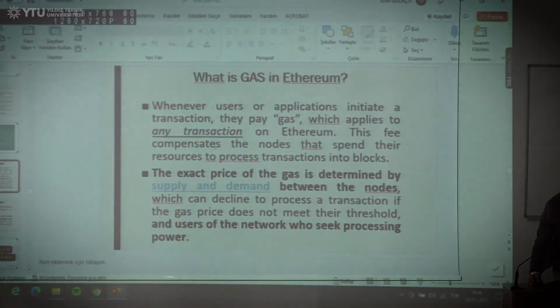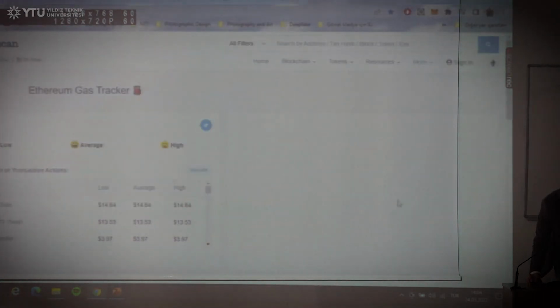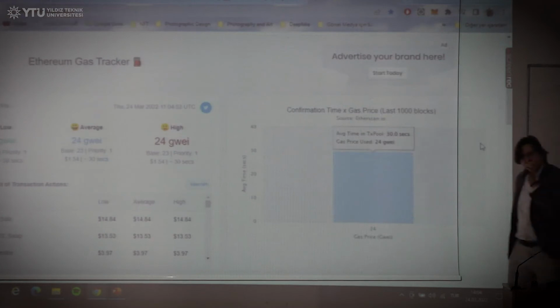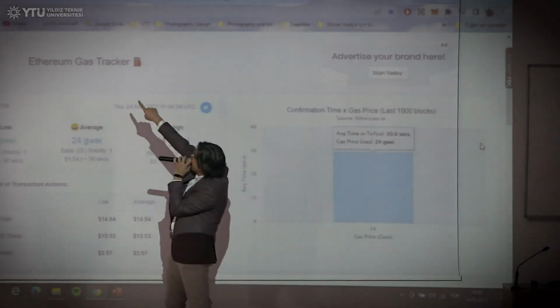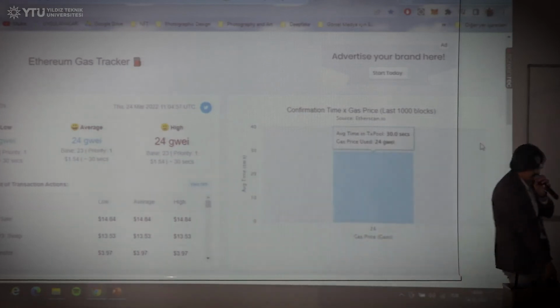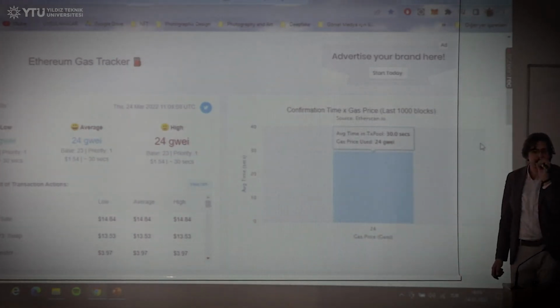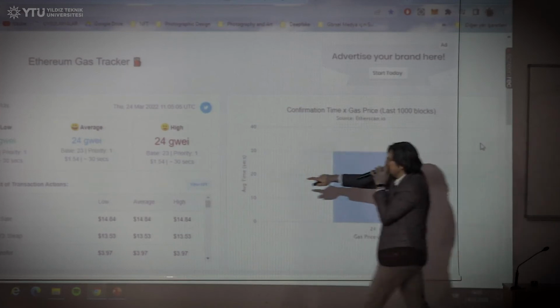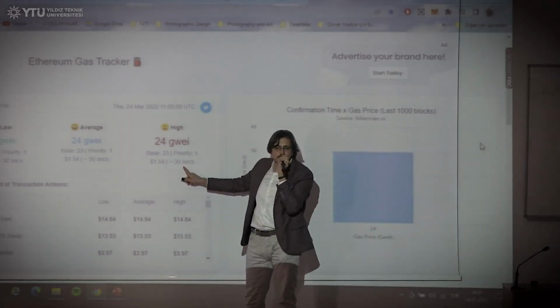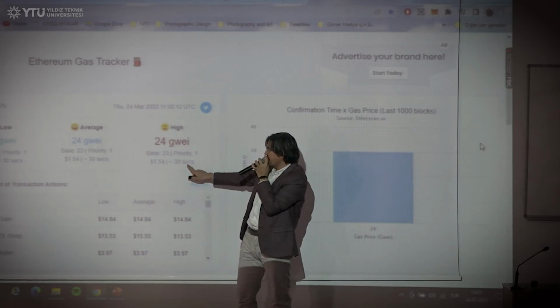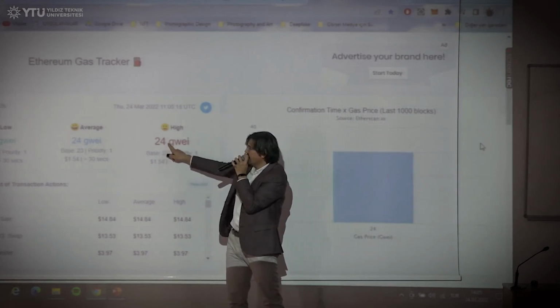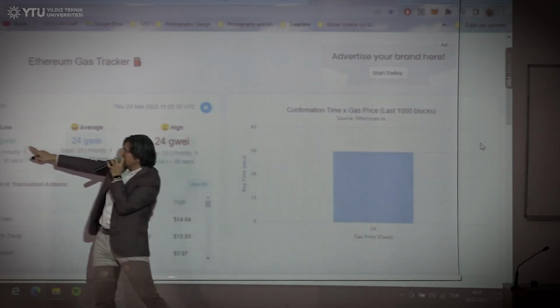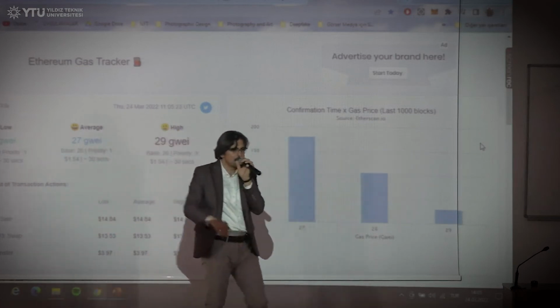So, for instance, maybe here, let's see. There is a website called Etherscan.io. Over that website, you can easily check the current gas fees. So for instance, if you want to do your transaction in around 30 seconds, you pay 24 gwei. Average 24, quite low, actually.